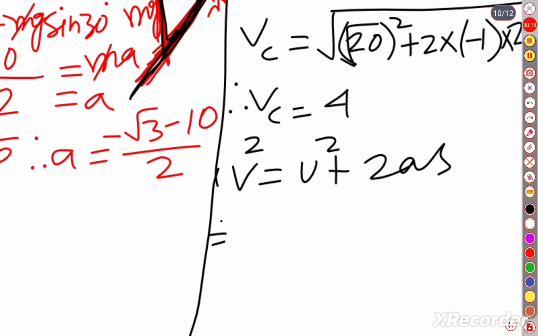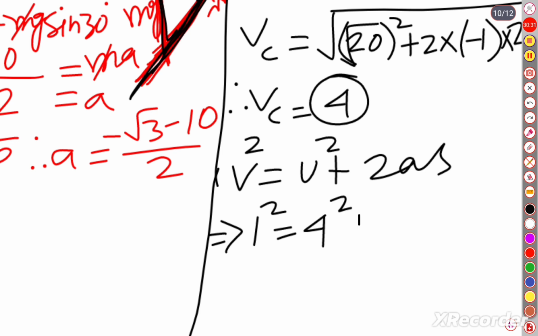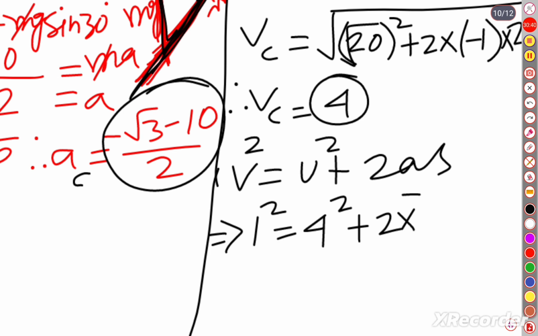So final velocity is given, just we have seen it is 1 square. Initial velocity is this, the initial velocity at C, so it is 4 square plus 2. Acceleration is this one we have obtained. Acceleration at C is, so let us write negative root over 3 minus 10 over 2, and s is to be obtained. Okay, we are going to find the displacement or length or height it has traveled.